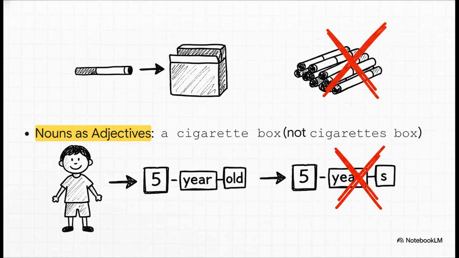Okay, just a couple of quick but really important rules to remember. First, when a noun acts like an adjective, like in cigarette box, it's always singular, no S. And second, when you combine words with hyphens to create an adjective, like 5-year-old, the noun inside is also singular. So it's a 5-year-old child, never a 5-years-old child.